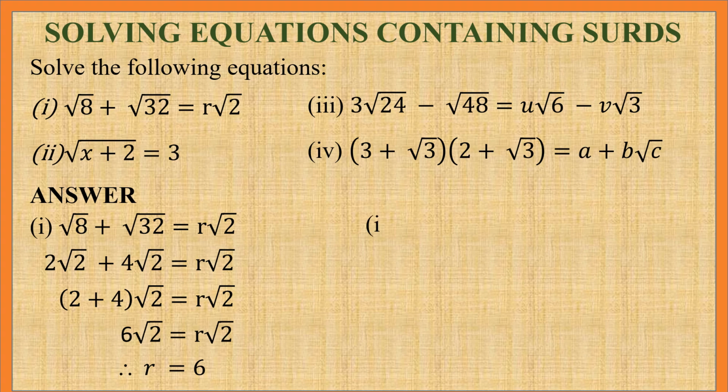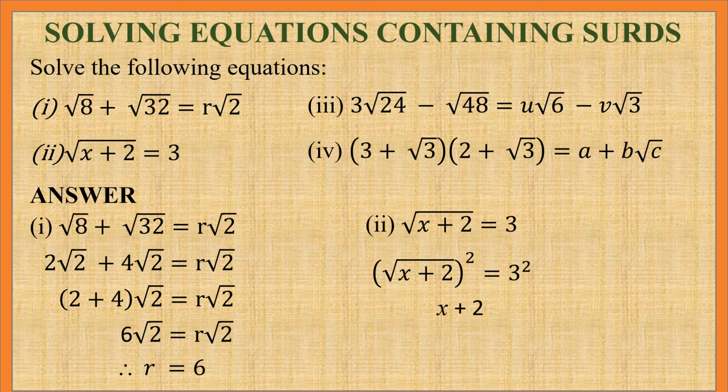So let's look at example 2. For example 2, we have square root of x plus 2 equal to 3. The left hand side of the equation contains a square root. So to remove the square root, we have to square both sides. This is how we remove the square root. So squaring both sides, we'll have square root of x plus 2, squared, equal to 3 squared.